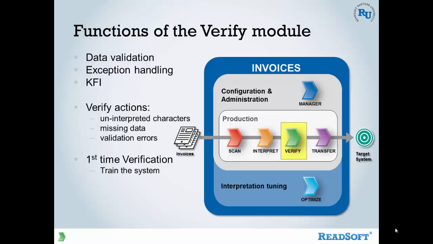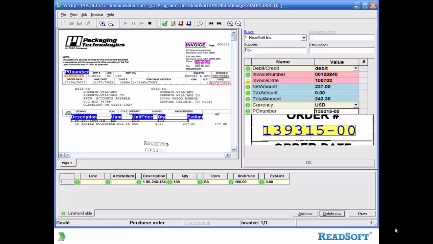When you receive a supplier invoice for the first time, the system will record and later reuse all your actions. You're training the system at the same time as you're processing the invoice for payment. Displayed to the left is the image of the invoice. To the right, the header data, and in the bottom, the line items.